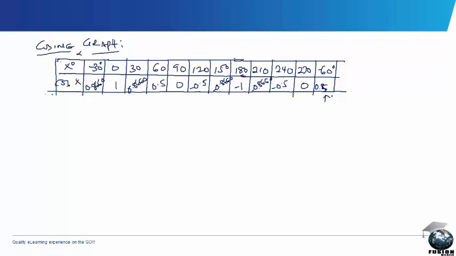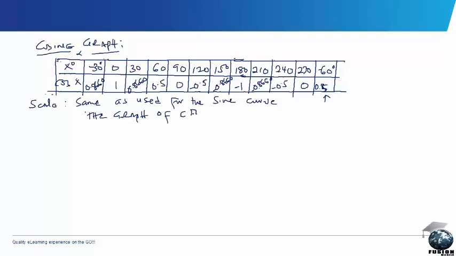Alright, just looking at the possibility of fitting this curve here. We use the same scale as used for the sine curve, and then the graph is the graph of the cosine. We'll fit the graph here so that we'll be looking at the table as we fit the graph. I think that will help better.